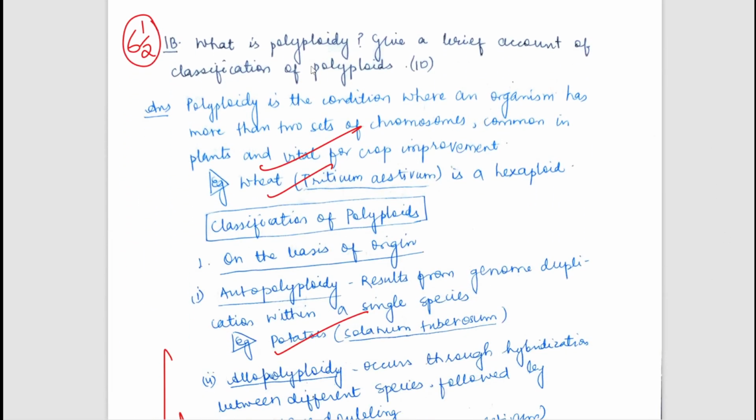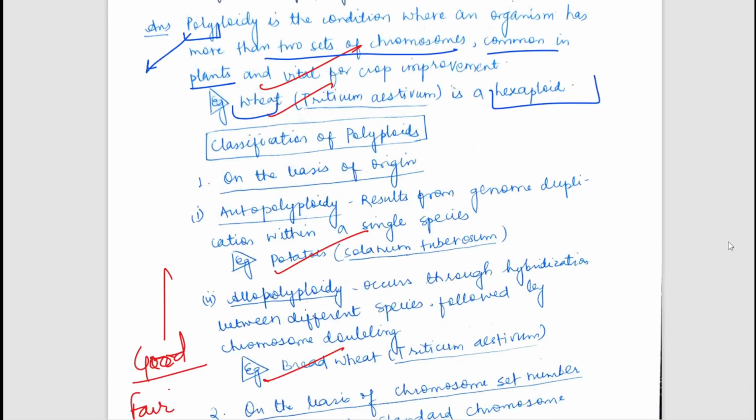The next question is, what is polyploidy? And we have to give a brief account of classification of polyploids. Polyploidy is a condition where an organism has more than two sets of chromosomes. Poly, that is more than two. It is generally common in plants and vital for crop improvement. For example, wheat. Wheat is a hexaploid. Some varieties of wheat are hexaploid.